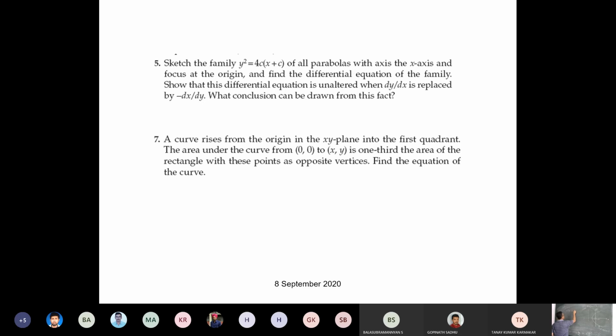Okay, fine. So now, to find the orthogonal trajectories, we will simply replace dy/dx by minus dx/dy, and then y squared minus (dx/dy) whole square. Okay, so now is it going to give you the same?